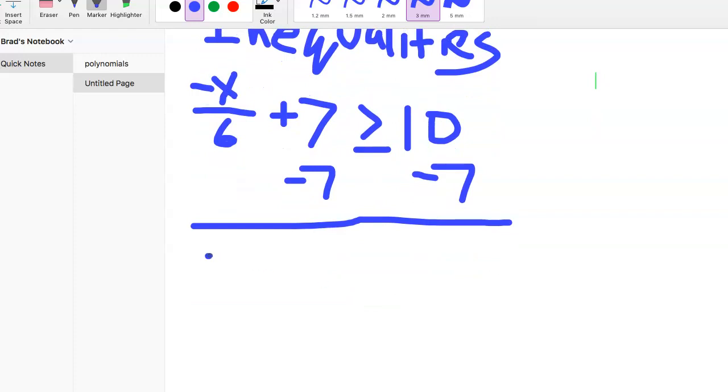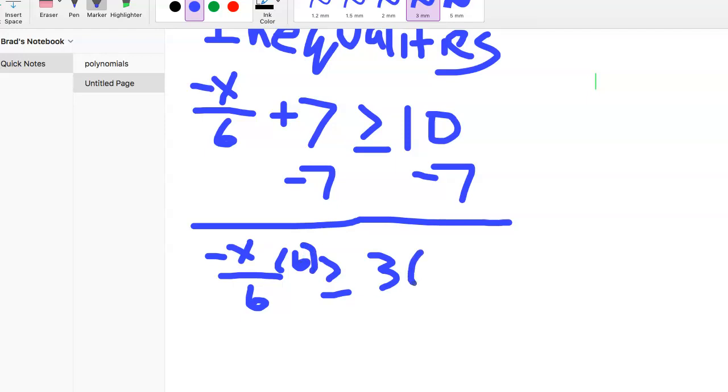and we'll have that negative x divided by 6 is greater than or equal to 10 minus 7 is 3, right? Last I checked. Okay, 3. And then we have to know how to get rid of the 6 when it's in the denominator, when it's this bottom number. Whenever you want to do that, you just need to multiply by that number and do it on each side. So here, we'll multiply by 6. And then we'll do the same thing over here, multiply by 6.